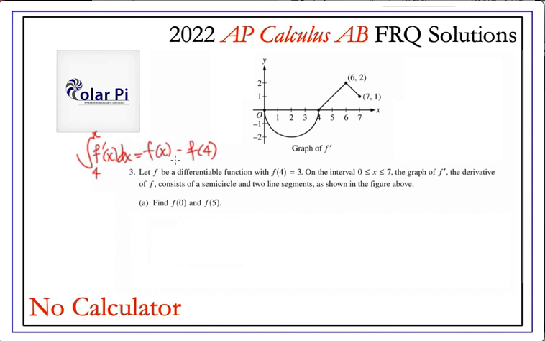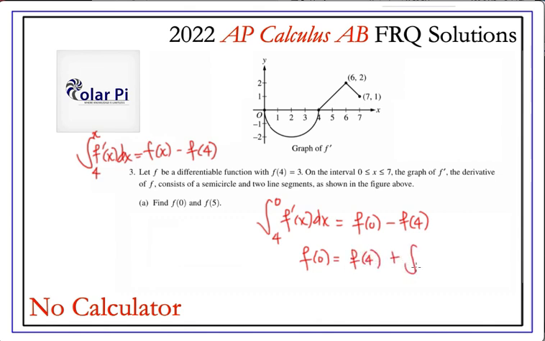So using this, we could get to f of 0, for example. We want this to be f of 0, so to get 0 involved, we have to write 4 to 0 rather. The integral from 4 to 0 of f prime of x dx would have to be f of 0 minus f of 4. And so f of 0 would have to equal f of 4 plus the integral from 4 to 0 of f prime dx.